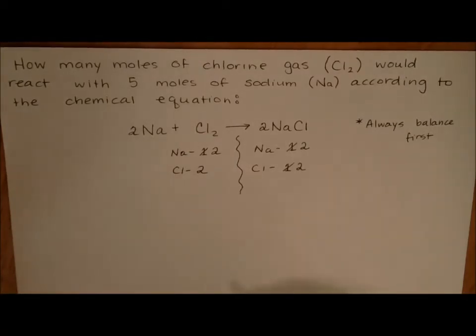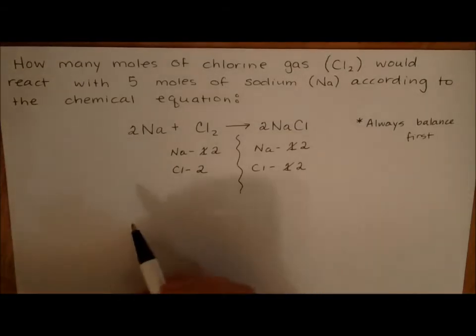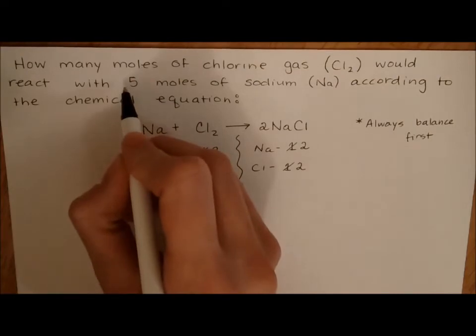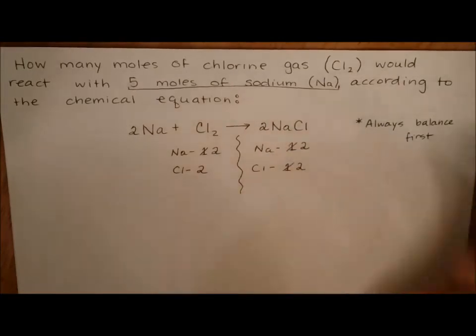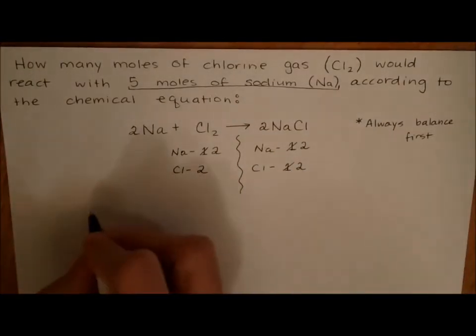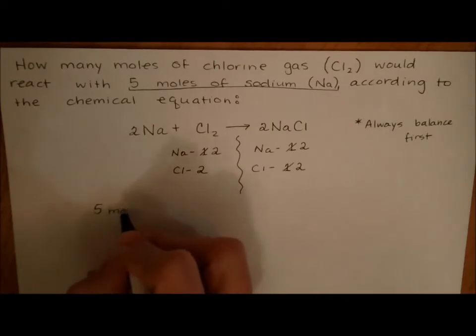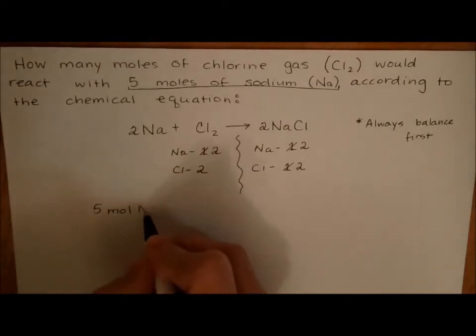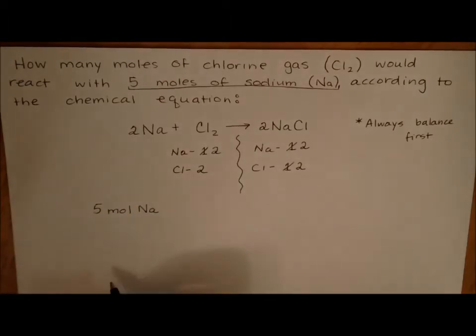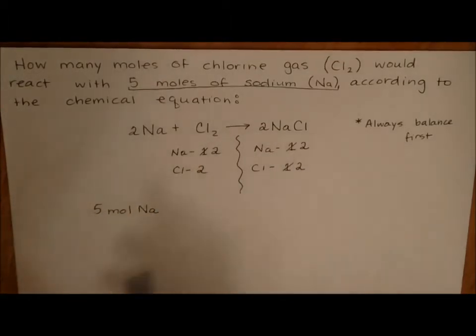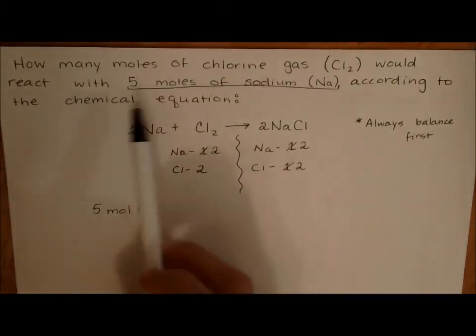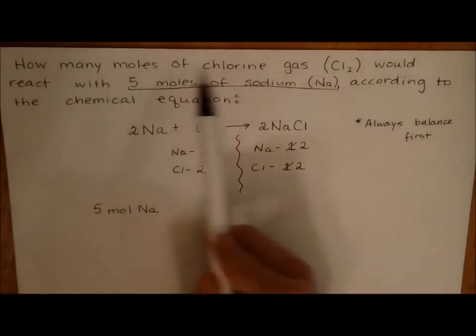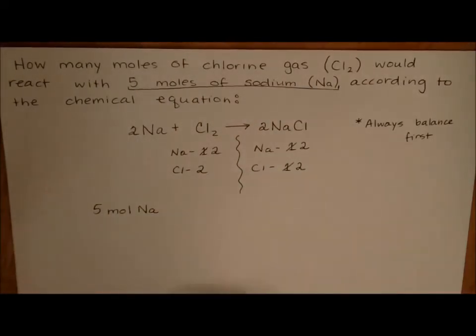Now that my equation's balanced, I'm ready to do the stoichiometry problem. So the first thing I'm going to do is I'm going to identify the information I've been given. I'm going to underline that right here. I have 5 moles of sodium. So I'm going to write that down, 5 moles. I abbreviate moles. And for stoichiometry, we're always going to indicate the species, the atom or compound that we're talking about. Okay, so that's how many moles of sodium I have, and I want to know how many moles of chlorine gas are going to react with that 5 moles of sodium.